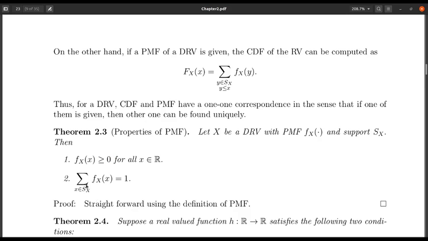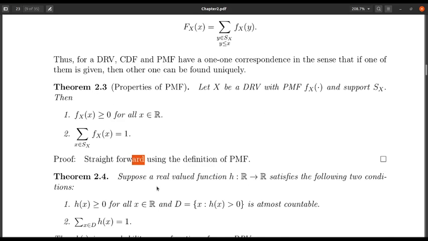And then if I take the sum of the probabilities over the support, it has to be 1. This is also straightforward, because this sum is nothing but the probability that the random variable capital X belongs to the support, and for a discrete random variable, by definition, the probability that capital X belongs to the support is equal to 1. So these two properties are a straightforward consequence of the definition of a discrete random variable as well as the probability mass function.